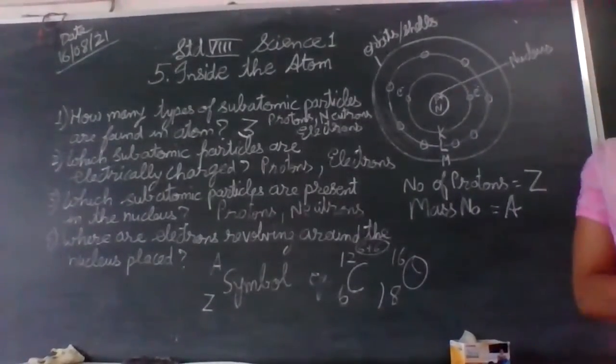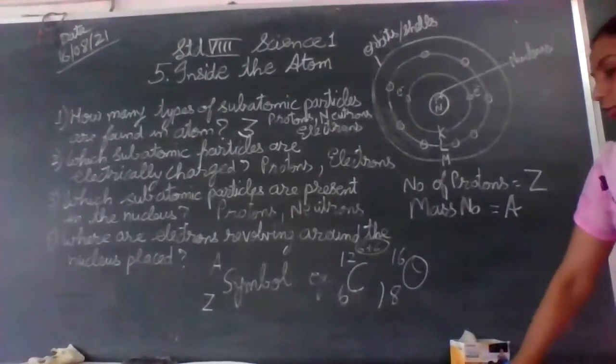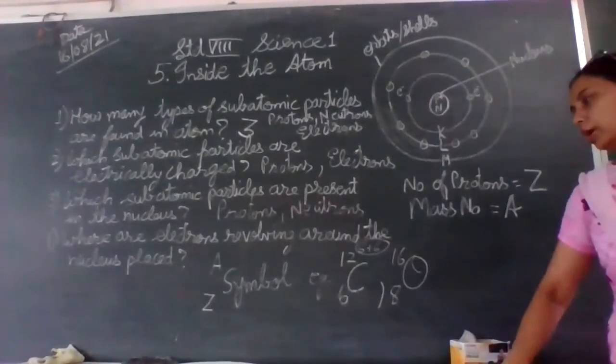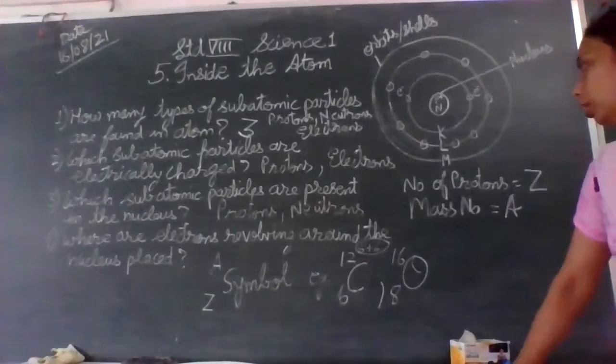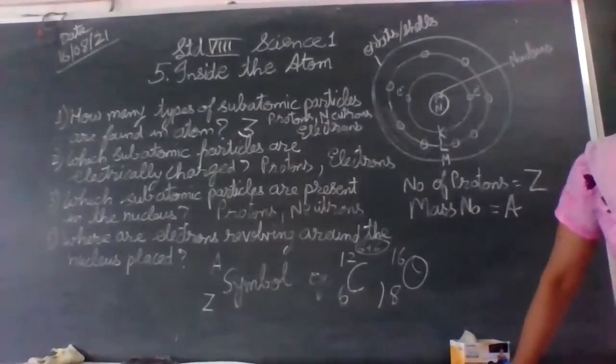That way we have to write down the symbol and atomic mass number as well as the number of protons, which is indicated by Z. Okay.